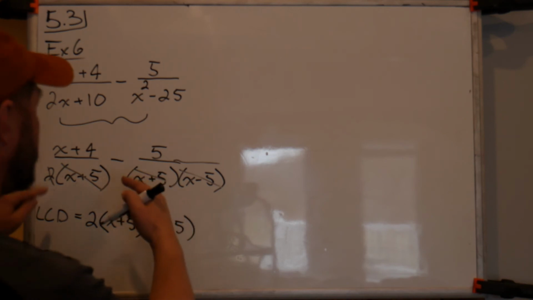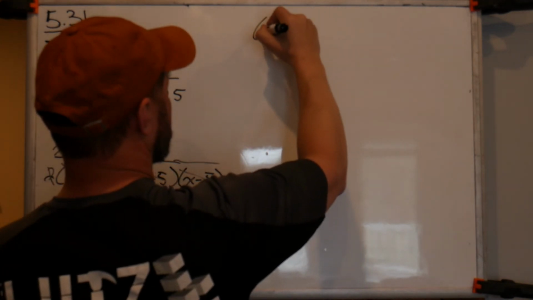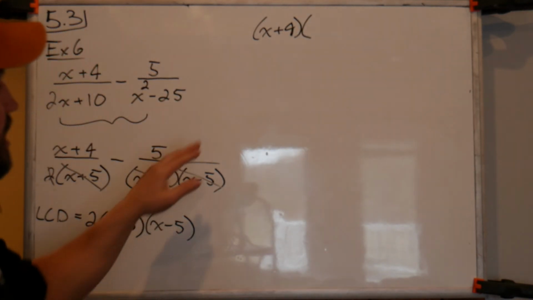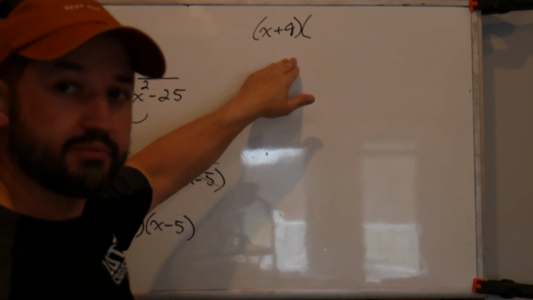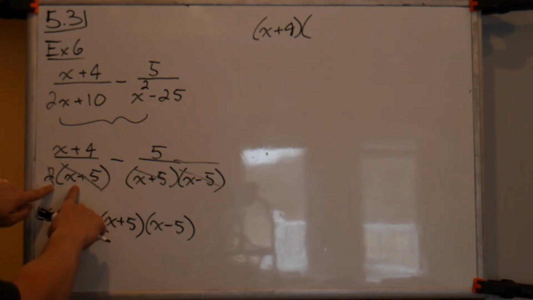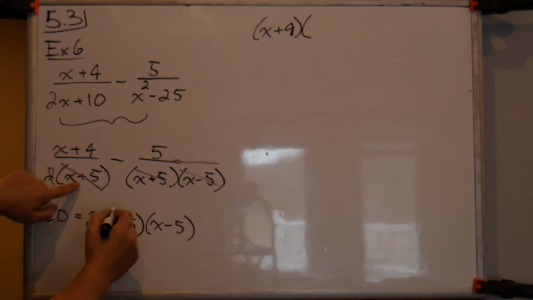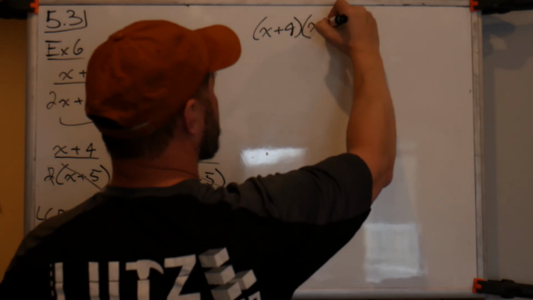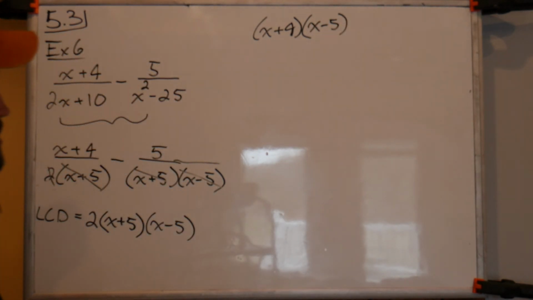Okay, so now I work with the numerators, and I take my x plus 4. What I know with my x plus 4 is I need to multiply it by whatever's missing from its denominator. So I look at the LCD. 2, got it. X plus 5, got it. X minus 5, I need that. So I include it up here.